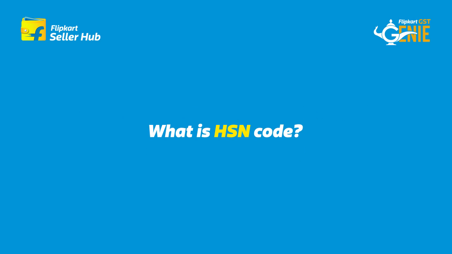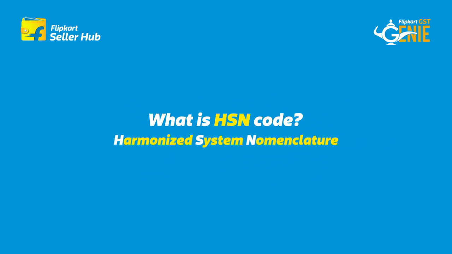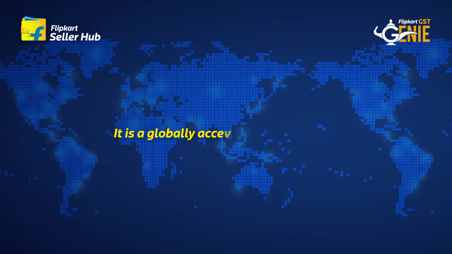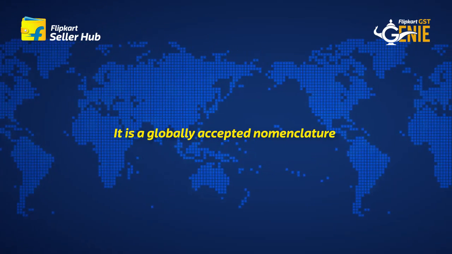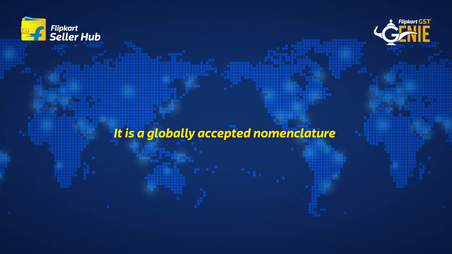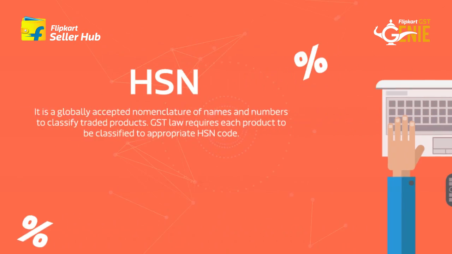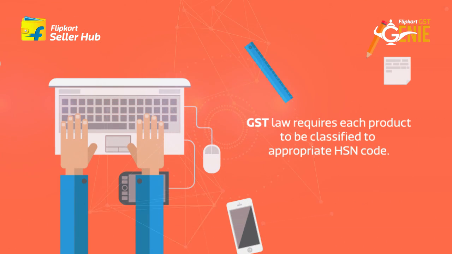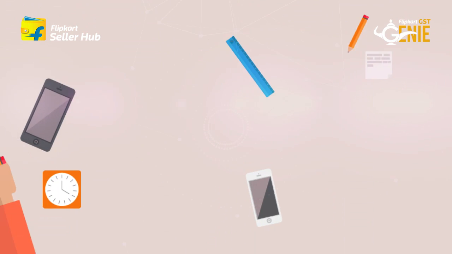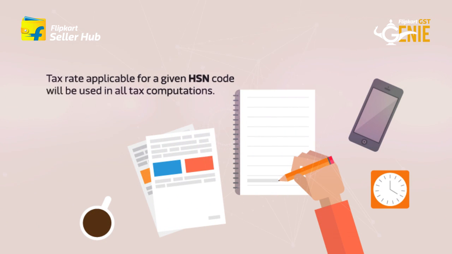So what is HSN code? HSN, Harmonized System Nomenclature, is a globally accepted nomenclature of names and numbers to classify traded products. GST law requires each product to be classified to the appropriate HSN code. The tax rate applicable to a given HSN code will be used in all tax computations.